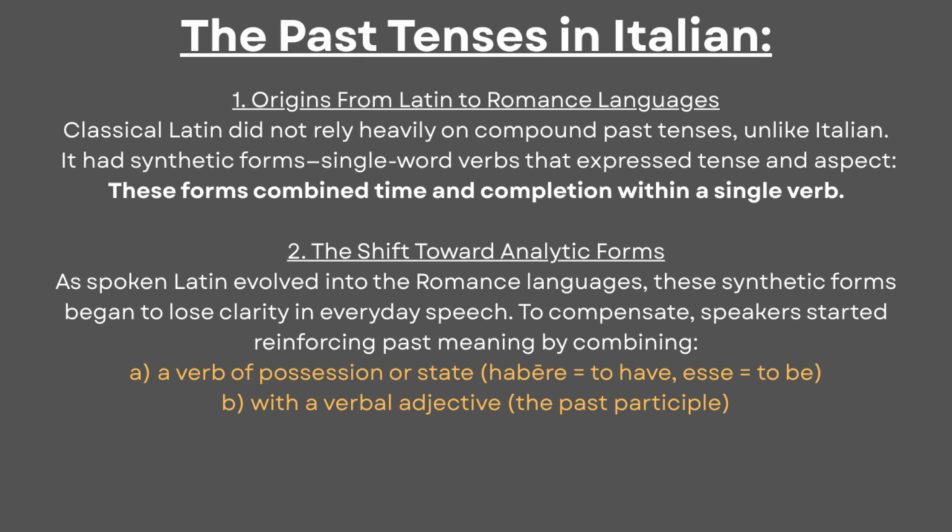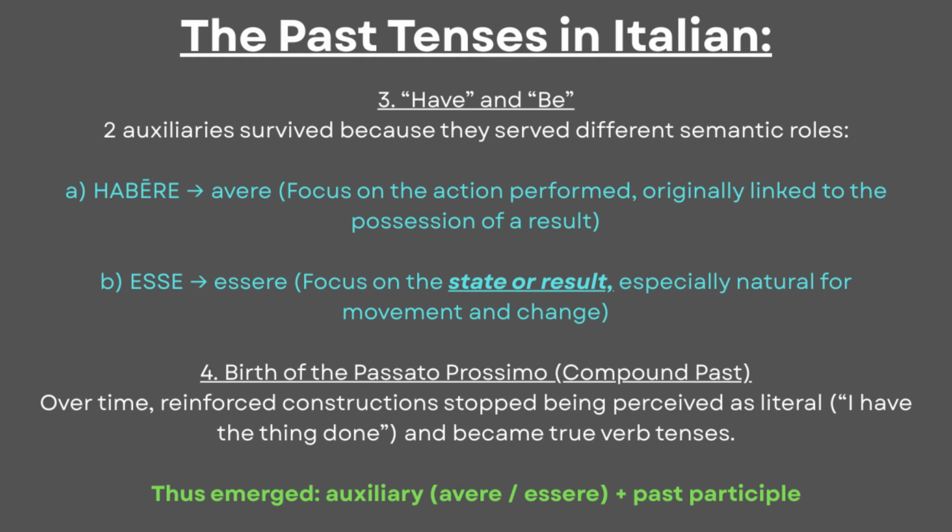This pattern emphasized time and completion with one action, and over time, two auxiliary verbs survived because they served different semantic purposes. The division between the verbs later became part of the grammar, especially in Italian. So in the language, compound past forms became true verb tenses, consisting of auxiliary verbs avere, to have, and essere, to be, and past participles. The focus of avere is on performed actions, while essere is about the state or result of an action.